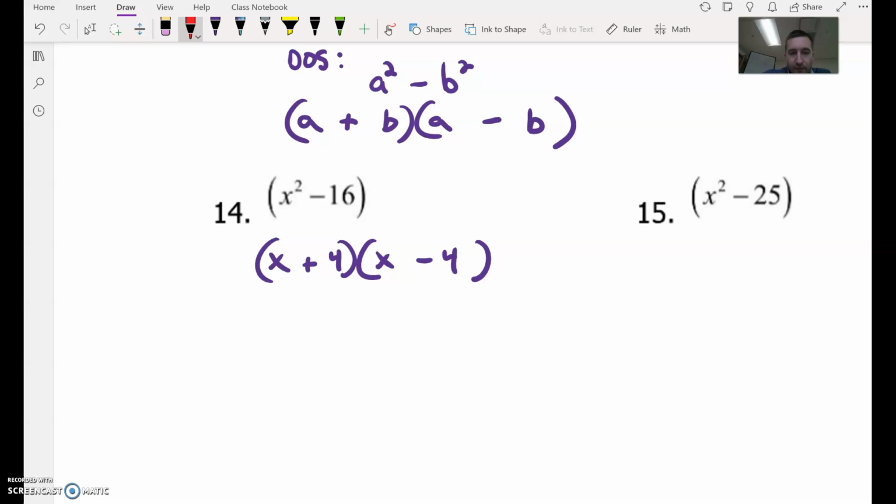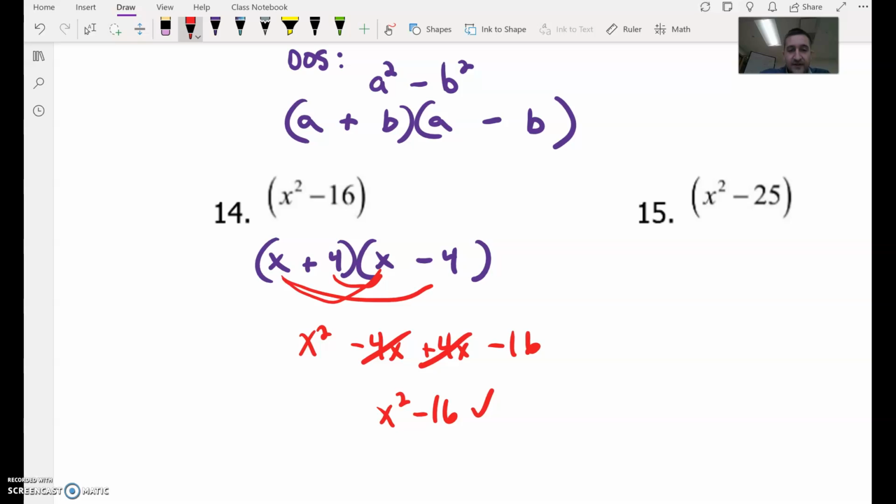You don't believe me? I won't do this for all of them, but I'll check. X times x is x squared. X times negative 4 is negative 4x. 4 times x is 4x. 4 times negative 4 is negative 16. Negative 4x and 4x cancel out, and I'm just left with x squared minus 16. Yeah, it checks out. I did it correctly.